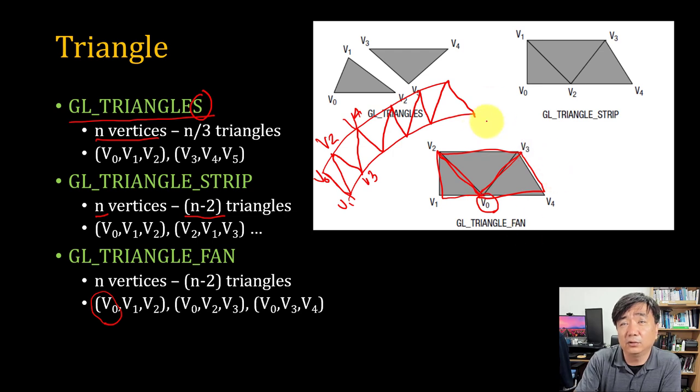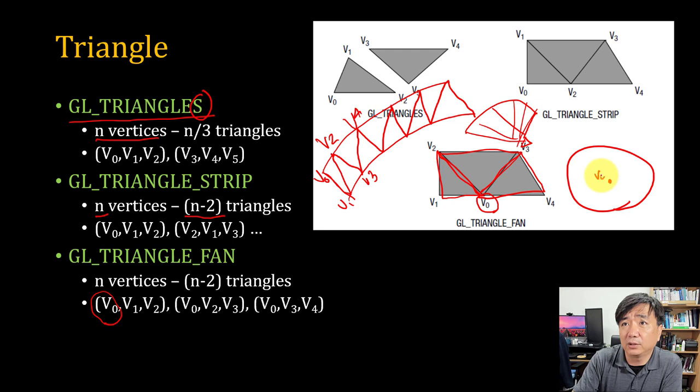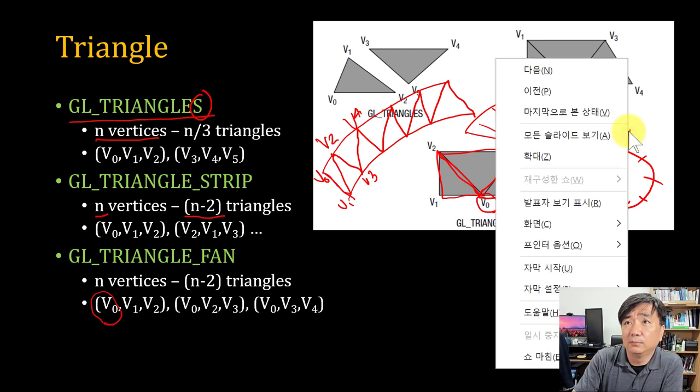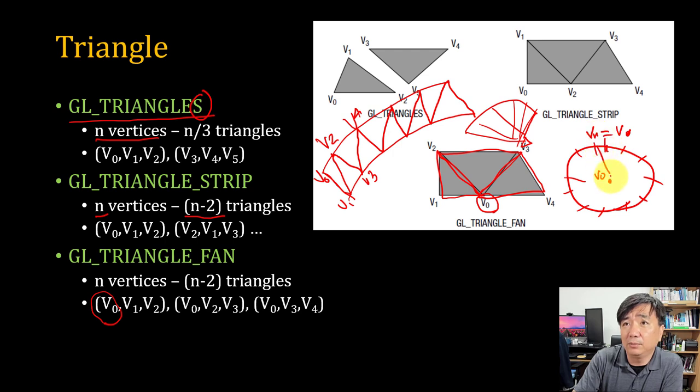So a fan is, you know, in Korean it is buche, so it is fan shaped. For example, if we want to draw a filled circle, then we set the center as V0, and then V1, V2, V3, V4, V5, and then Vn. Vn and V0 should start... V1 and Vn must be the same point. If not, it will make this kind of gap. Then you can draw a circle. So if n vertices are input, then n minus 2 triangles will be created. Okay, it's very easy. Let's do it with our code.